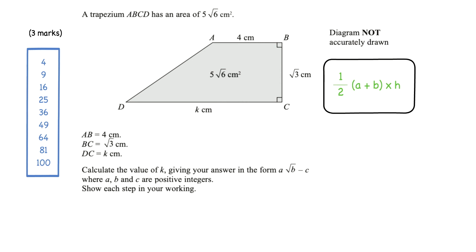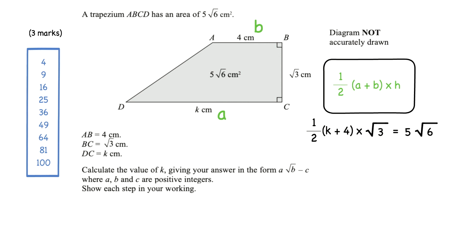In a trapezium, a and b are always the parallel sides. It doesn't matter which one is which, but in this case I'm going to label k as a and 4 as b. If I put these values into the trapezium equation, I've got the following: half brackets k plus 4, close brackets, times root 3. We can then say that all of this equals the area, which is 5 root 6.